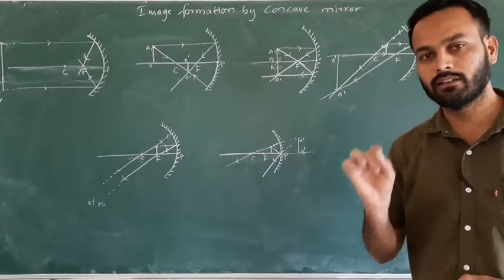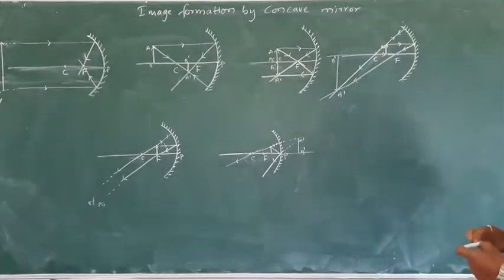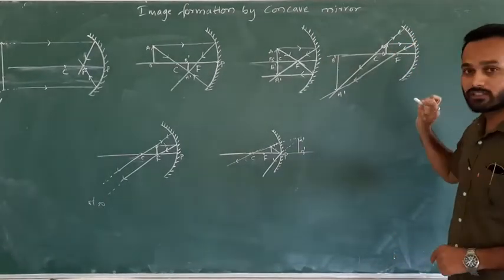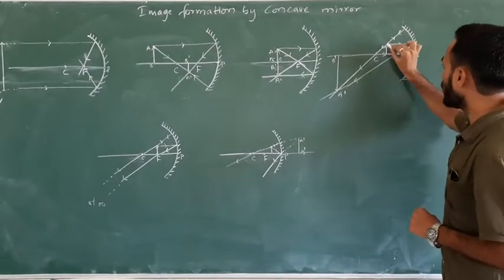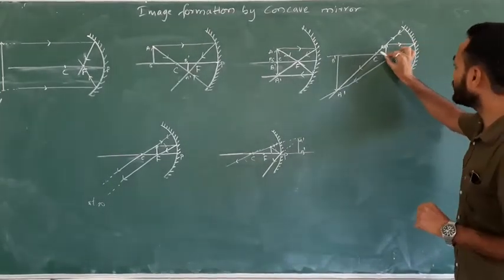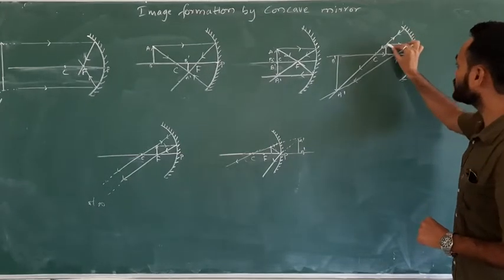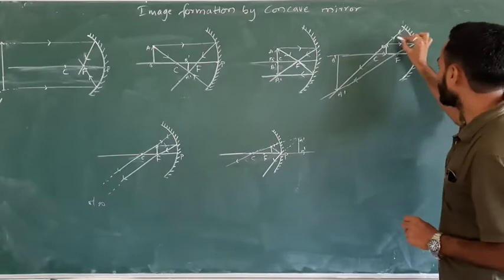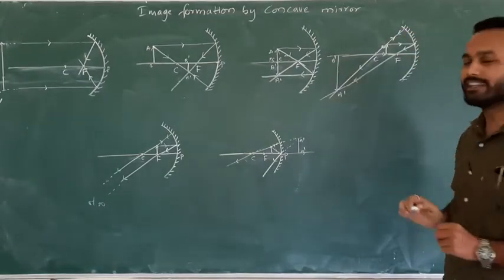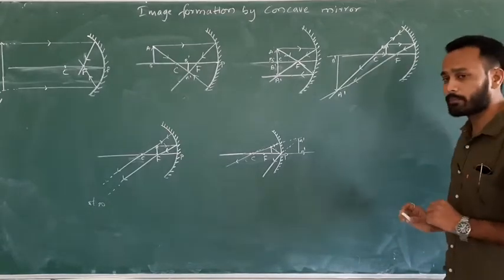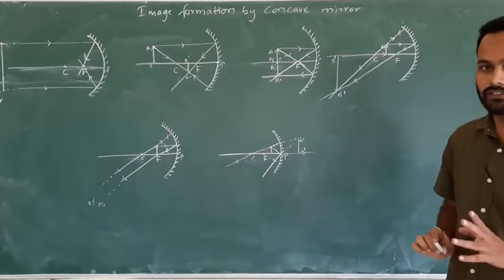It is between C and F. When the object is placed between F and C, see here, one ray is moving parallel to the principal axis and another ray of light appears to come from the center of curvature. You can see here, it is indicated with the arrowhead.